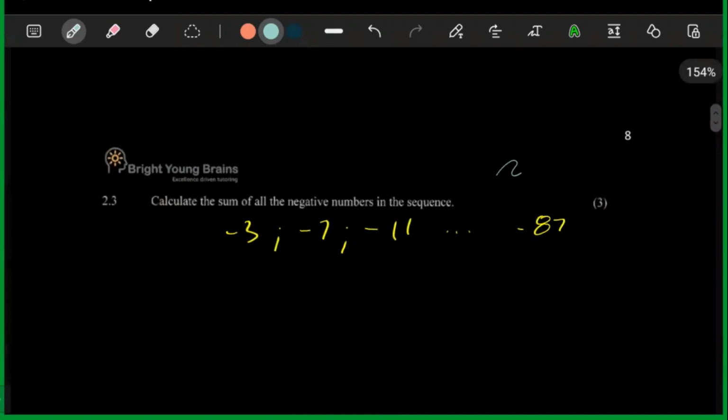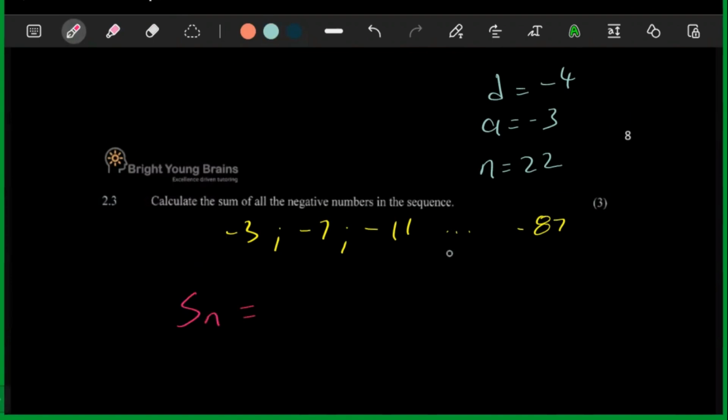So what we know is, in our sequence here, there's a total of 22 numbers. Our first term is -3. We have a common difference of -4. This is an arithmetic sequence, so we can use the Sn formula to work out the sum of all these values that are going to be negative.